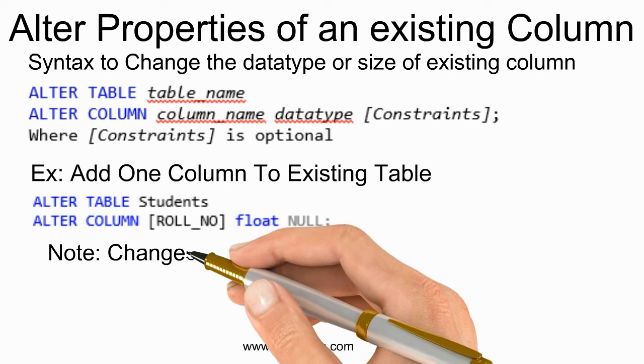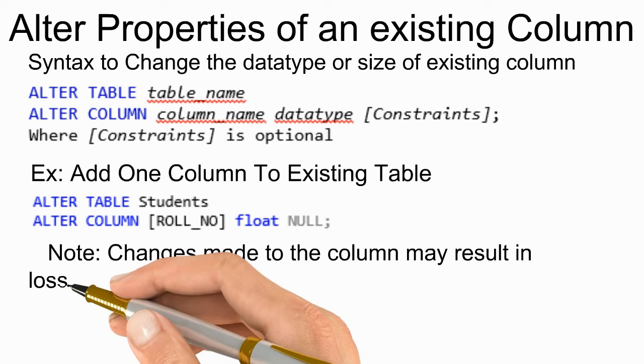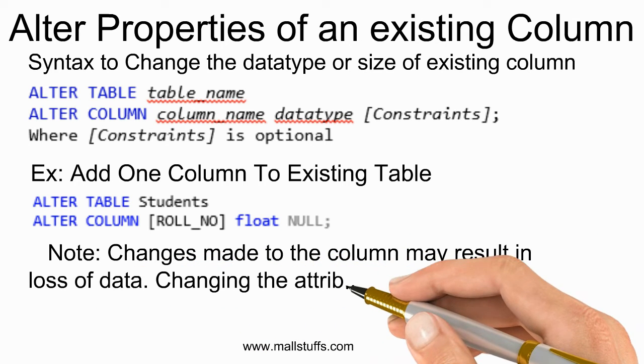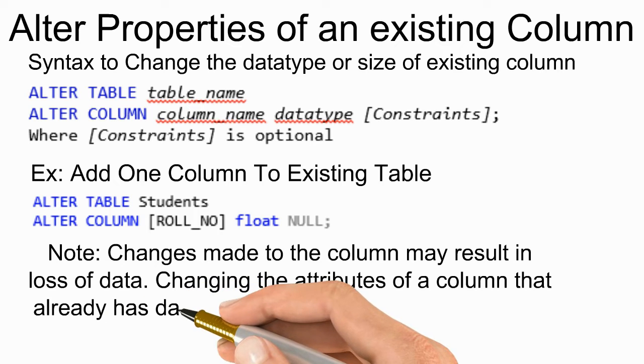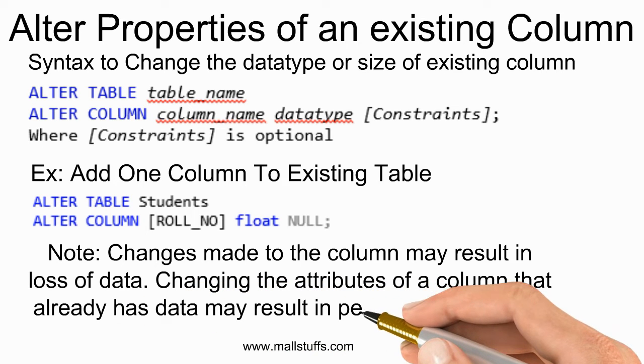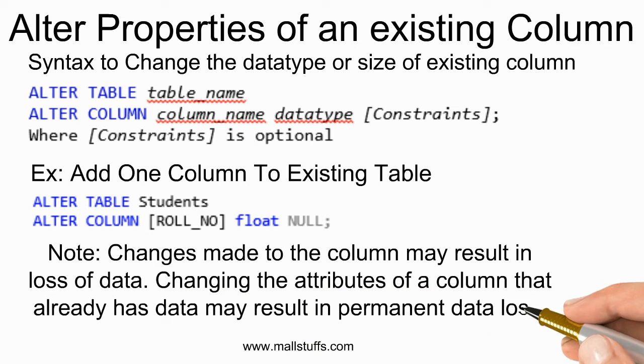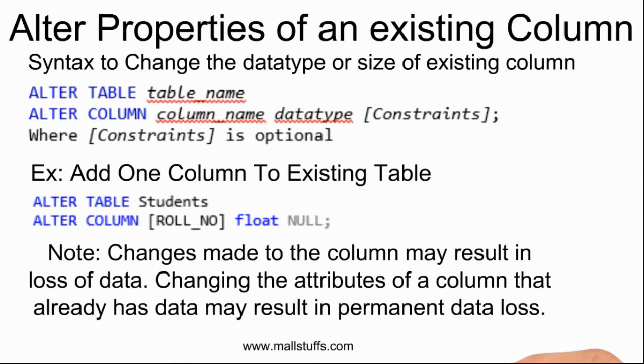Note that the changes made to the attributes of the table may result in loss of data. That is, changing the attribute of a column in a table that already has some data may result in a permanent loss of data. So be careful while changing the property of a column. For example, if the data type of the column is varchar 20 and you change it to varchar 10, then the database system has to remove the extra characters. So all the data for that column in all the rows will be trimmed to the first 10 characters, which may not be what you expect.